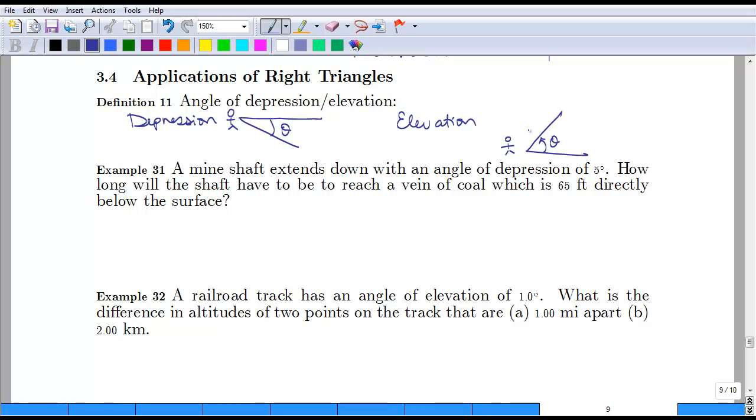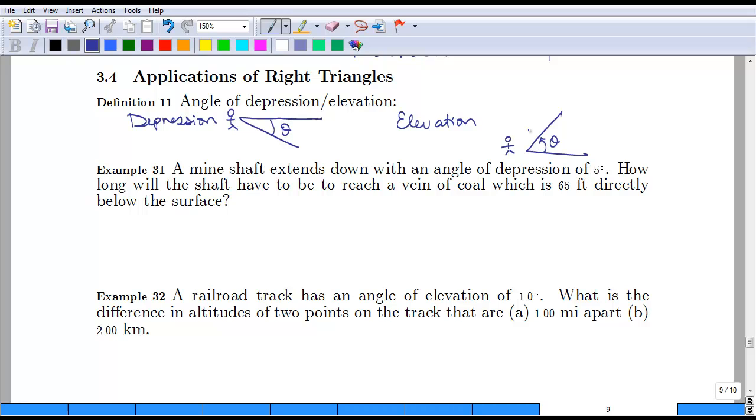So, suppose that we have a mine shaft that extends down with an angle of depression of 5 degrees, so a very shallow angle. How long will the shaft have to be to reach a vein of coal which is 65 feet directly below the surface?